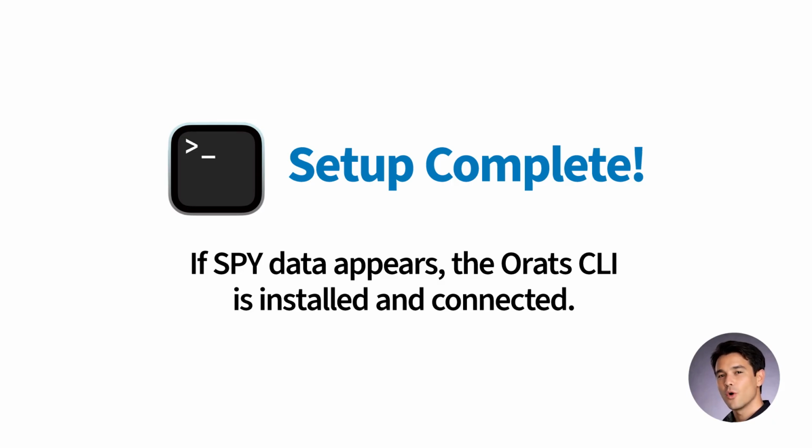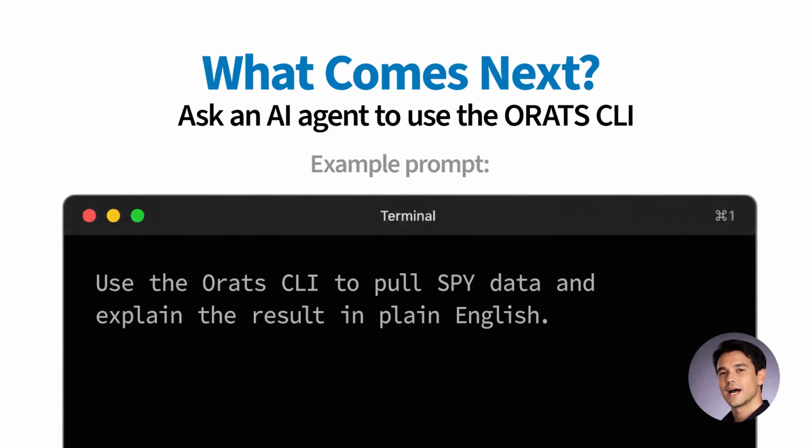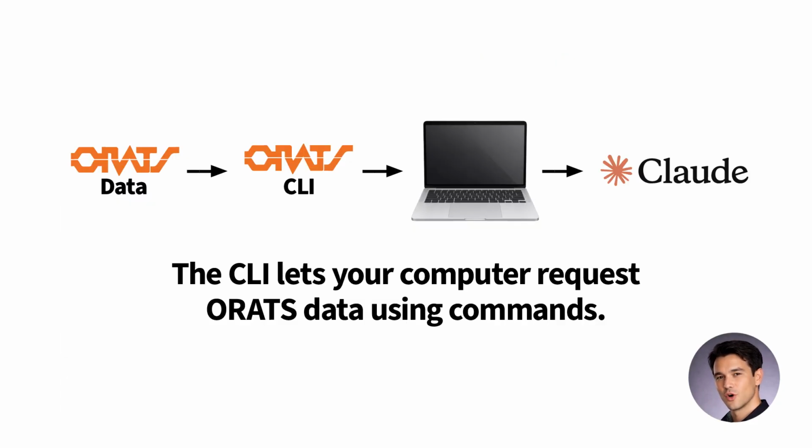From here, you can use the ORATS CLI directly, or you can let an AI coding agent use it for you. For example, after the CLI is working, you can open Codex or Claude Code and ask it to run the ORATS CLI command for SPY, then explain the return data in plain English. That is where the workflow becomes more conversational. You ask the research question. The agent uses the ORATS CLI. ORATS provides the options data. The agent summarizes the result.